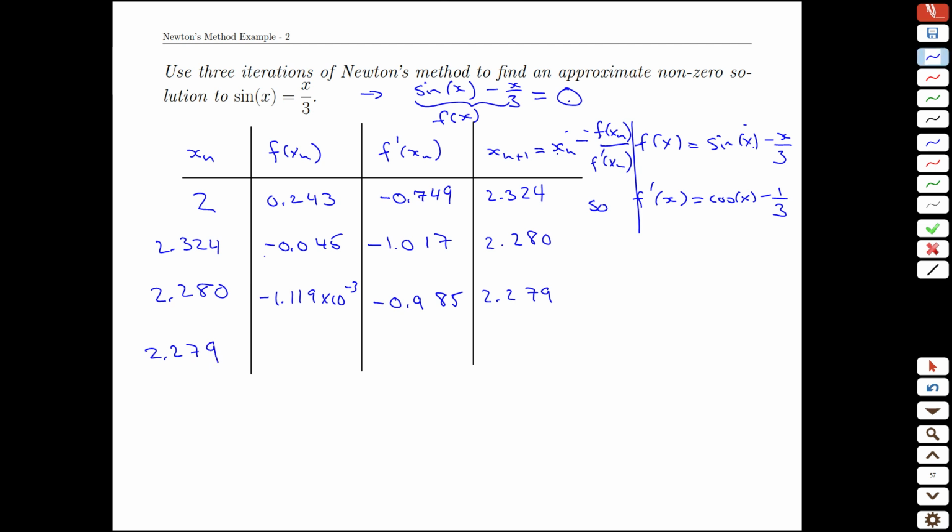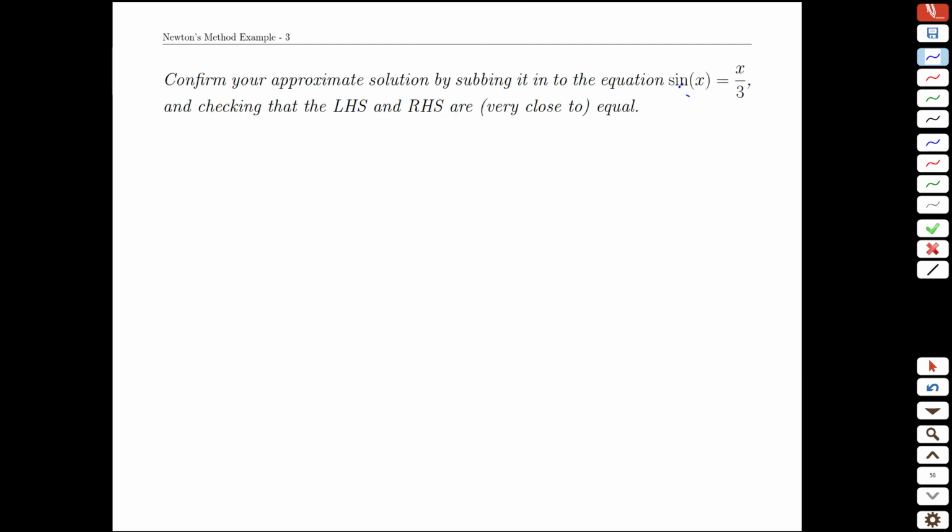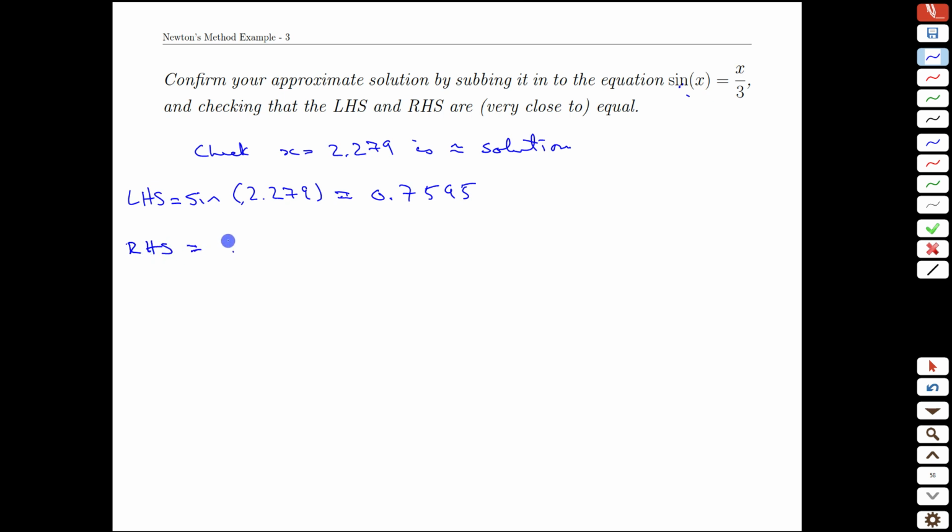So what we'll do is take this last value and plug it into our equation to confirm it's close to the right answer. Our original equation was sine of x equals x over 3. And we're checking that 2.279 is approximately a solution. And how do we confirm that? Well, we take the sine, which is the left-hand side of our equation. There it is, the sine of 2.279. That gives us a value of 0.7595. While the right-hand side, which is 2.279 over 3, gives us a value of 0.7596, 7 if we round.